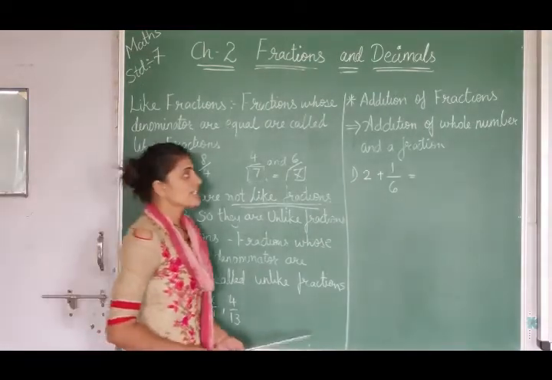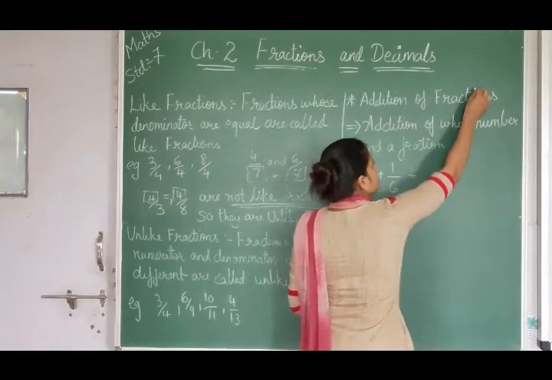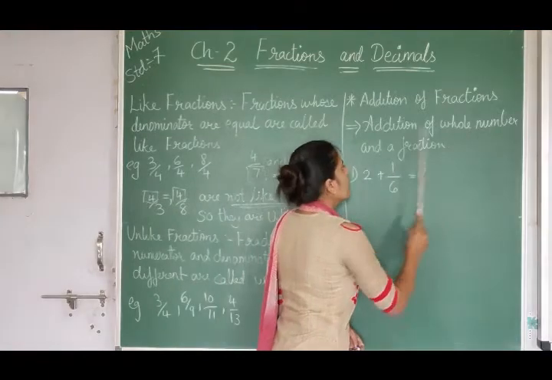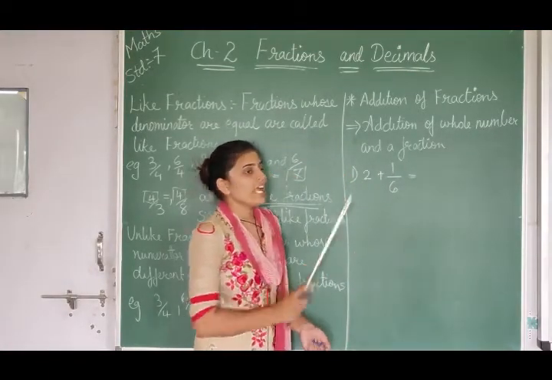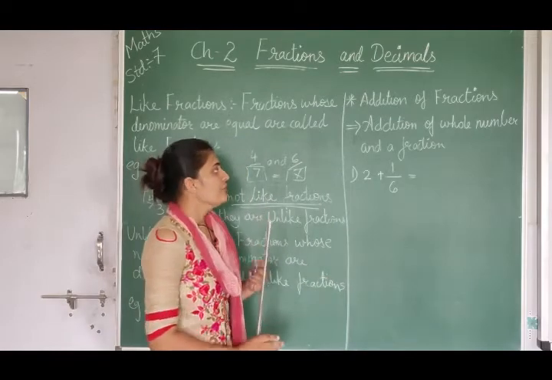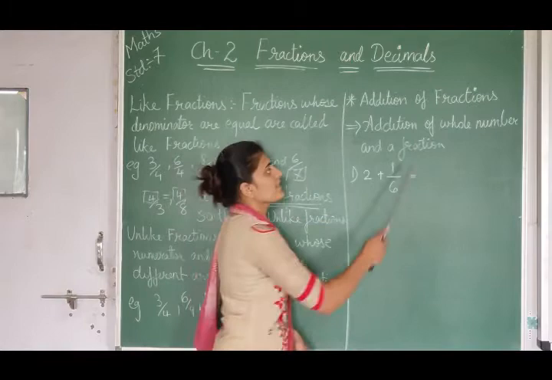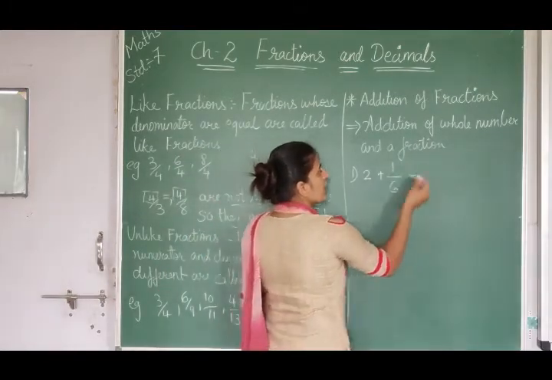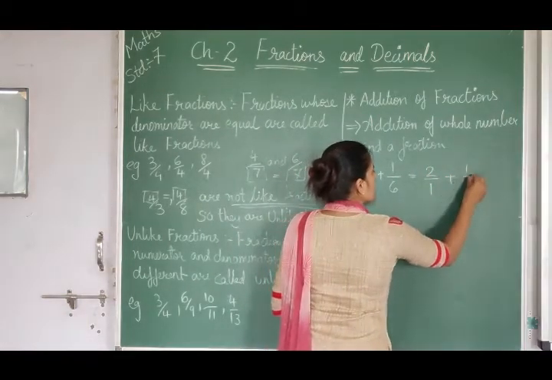Now next point is addition of fractions. This is new for you. Now first, addition of a whole number and a fraction. First point over here is that we will add a whole number to a fraction. Here 2 is a whole number and 1 by 6 is a fraction. Now how to do addition? Here 2 can be written as 2 divided by 1 plus 1 by 6.